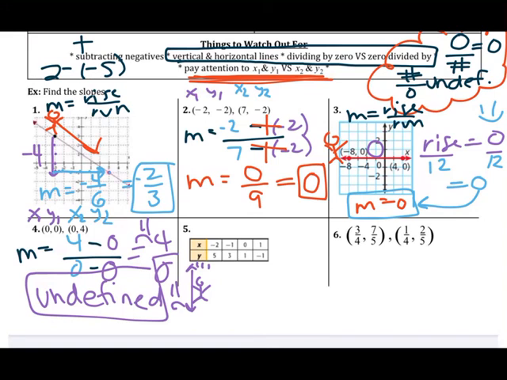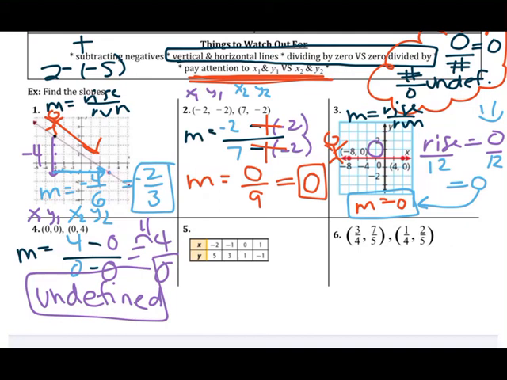Number 5, you have a bunch of ordered pairs. If you are given more than 2 ordered pairs, you may pick any 2 ordered pairs that you want. And I think on the worked out solutions of these notes, I actually did this multiple times so that you could see that you're going to get the same slope value.